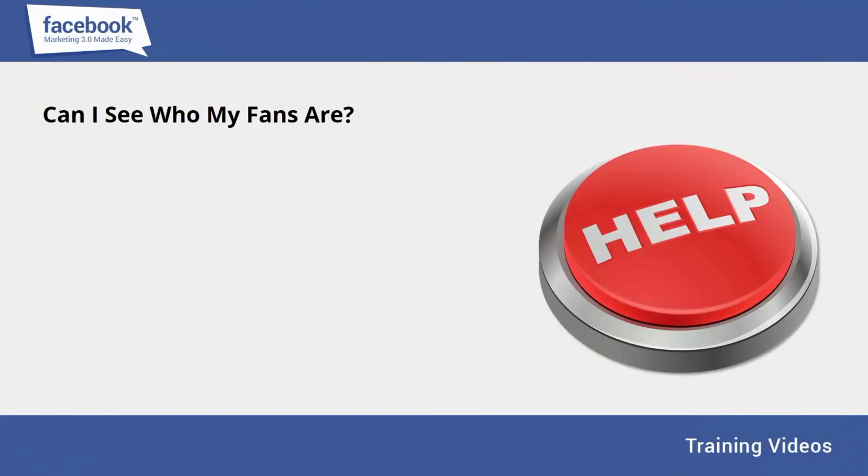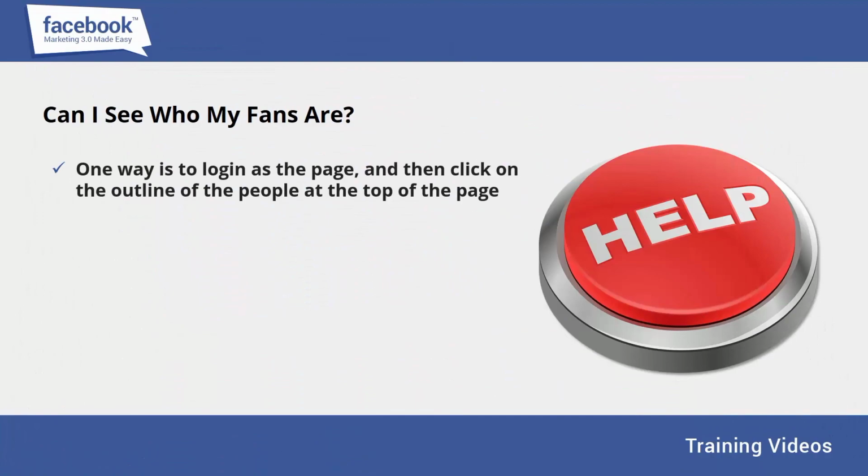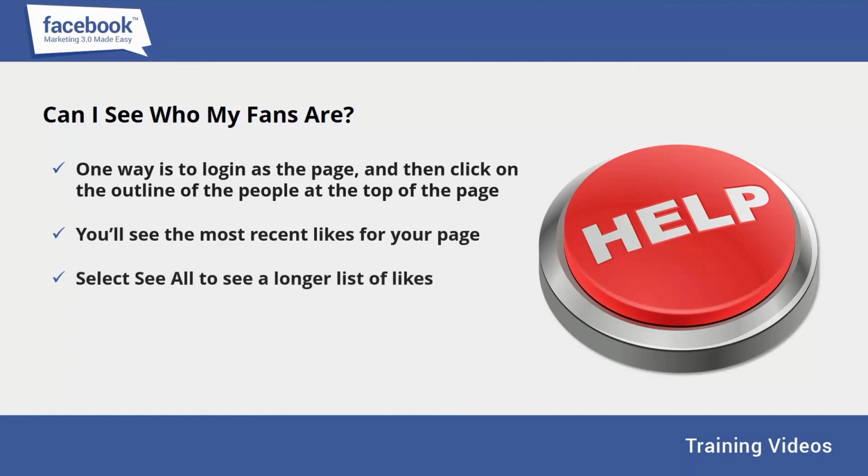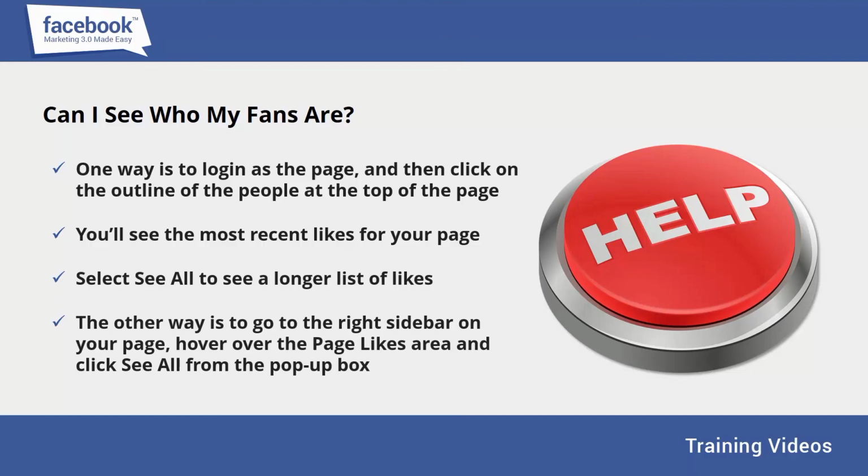Can I see who my fans are? One way is to log in as the page and then click on the outline of the people at the top of the page. You'll see the most recent likes for your page. Select See All to see a longer list of likes. The other way is to go to the right sidebar on your page, hover over the Page Likes area, and click See All from the pop-up box.